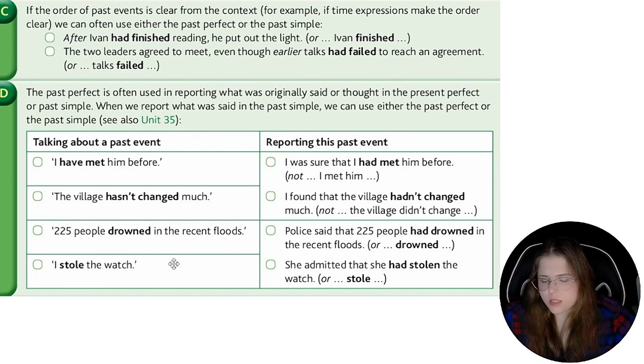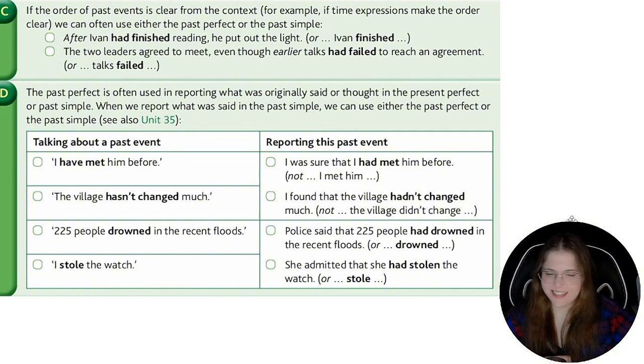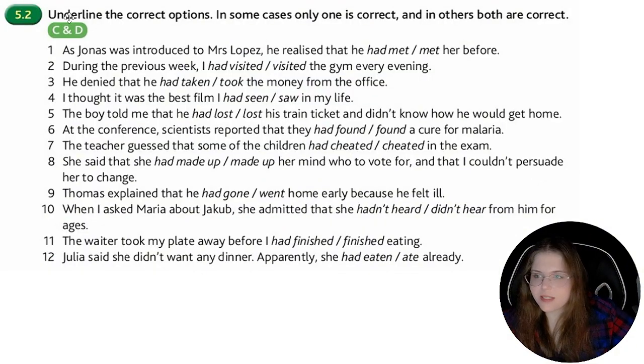By the way, in these two cases, we can use both past simple and past perfect, because when we report what was said in the past, we can use either past perfect or past simple. Okay, this is about something which was said in the past, and here we can use both tenses. Why not? But for me, really, past perfect is very tasty here. Okay. Underline the correct options. In some cases, only one is correct, and in others, both are correct.